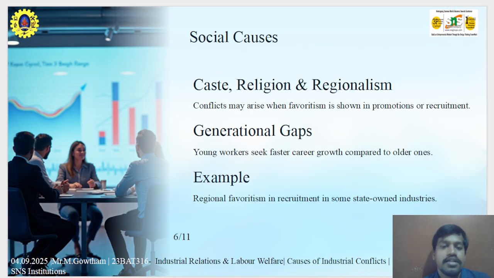Social causes, caste, religion, regionalism, which in some cases lead to conflict, since in some places they follow these kinds of things. Then generational gaps are also there. Young workers and old people work in the same place. They couldn't understand each other because their thought process is very different from the older generation. For example, regional favoritism happening in the recruitment process in some state-owned industries.